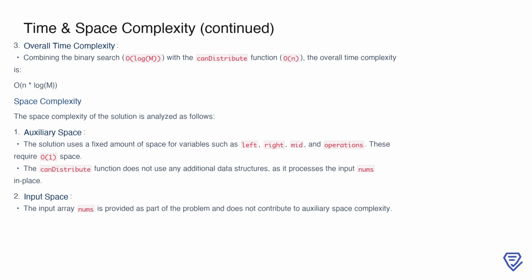Now, combining these two components, the overall time complexity of the algorithm is the product of the binary search iterations and the time taken by canDistribute. This gives us O(n log m).